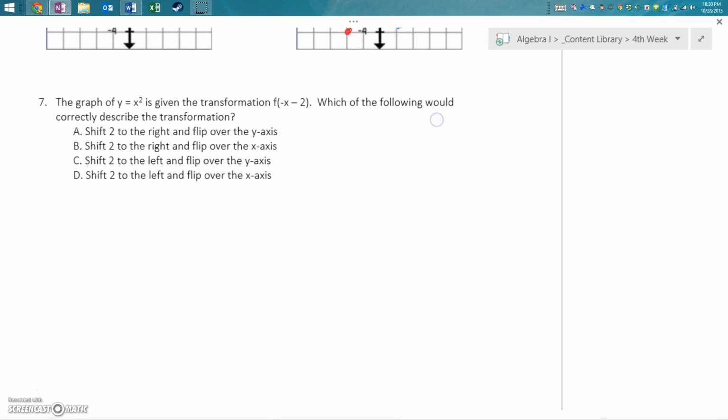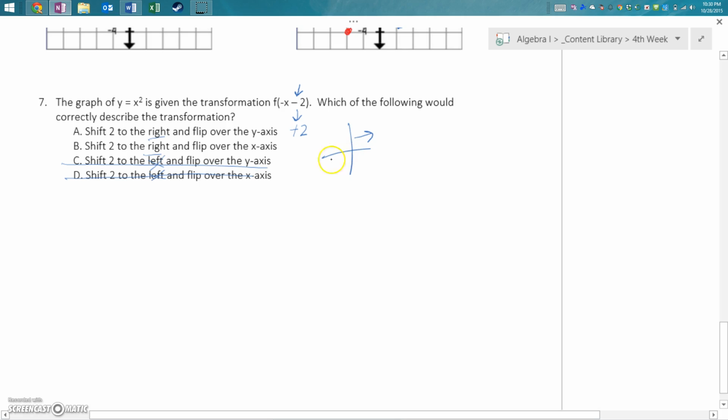All right, very last one. So transformation, here it is. It's all on the insides. This is all horizontal stuff. Okay. So this is all going to be left and right. Now that -2, that's going to be changing to a +2, which means that I'm shifting to the right. So I'm looking for, there they are, not using left. So those are out. Now it's either flipping over the x or the y axis.